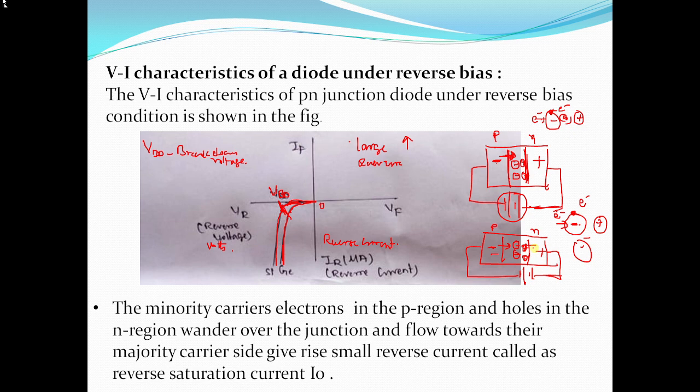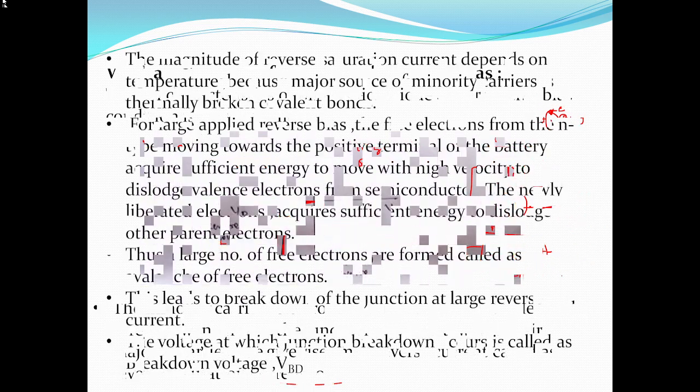So this is about reverse bias. The minority electrons in the P region and holes in the N region wander over the junction and flow towards their majority carrier side, giving a small reverse current called reverse saturation current. So there is current due to minority charge carriers.